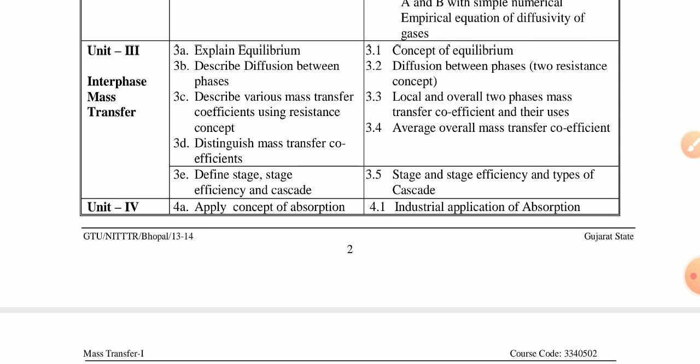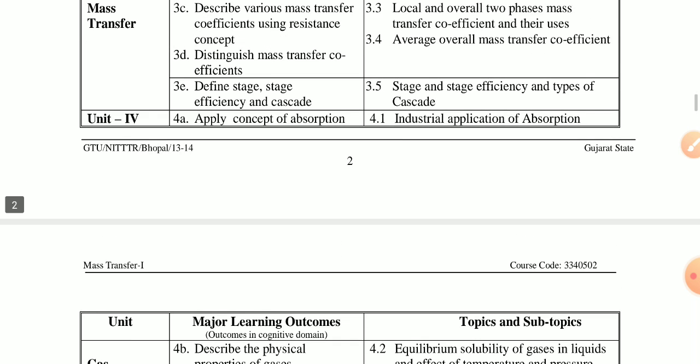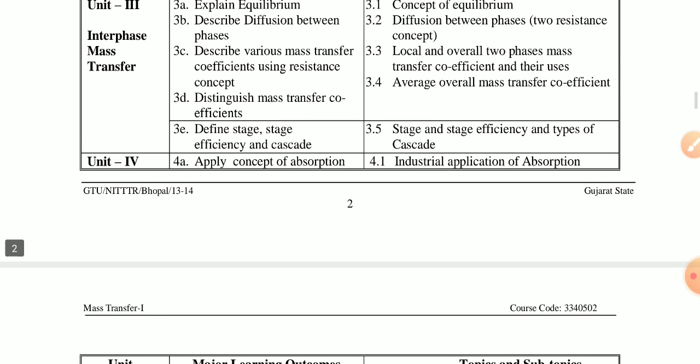Simply, unit number 4, gas absorption. Apply the concept of absorption. We will see industrial applications on that basis.